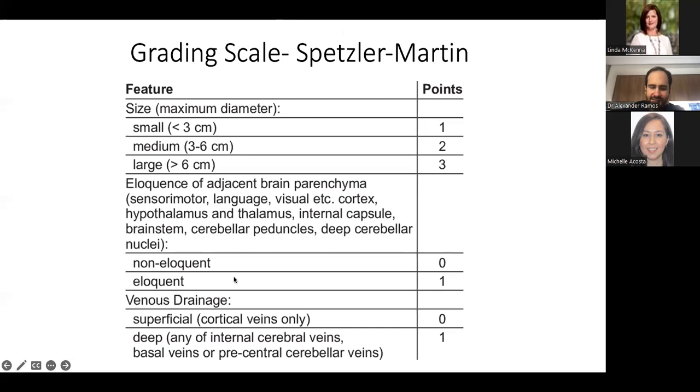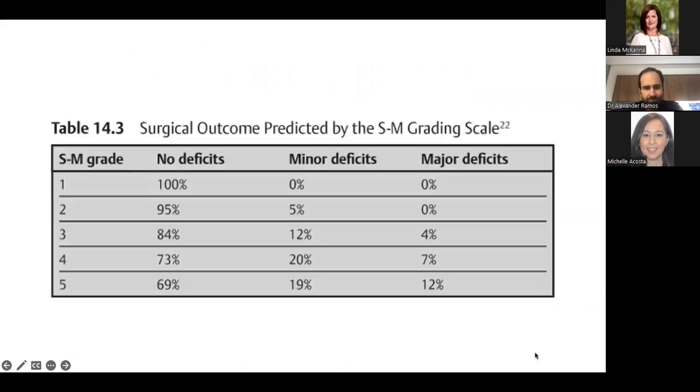So it's really just size, where it is sitting in the brain, and the drainage. Which, by the way, for the venous drainage part, you really need to actually have an angiogram. You can usually tell on an MRA, but you really need an angiogram to know for sure where the drainage is. And then the eloquence and the size, you can measure that on an MRI.